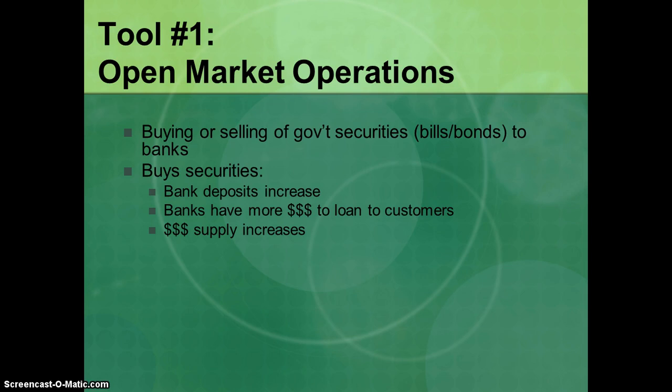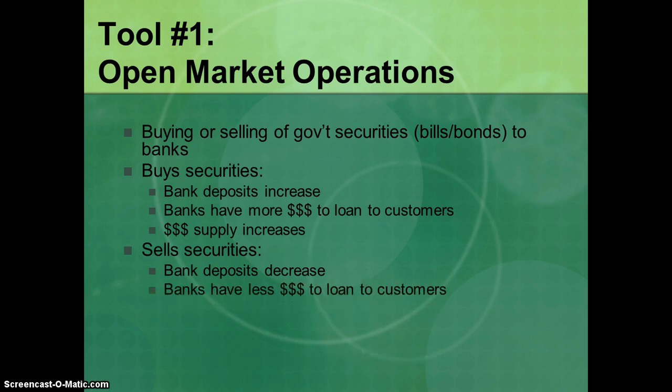When the government decides to tighten the supply of money, they sell securities, which means they take physical money, cash on hand, off the market. Bank deposits decrease because people will purchase those bills or bonds, which in turn means that banks have less money to loan to customers, which decreases the overall supply of money. So the federal government uses open market operations, the buying and selling of government securities, to control the money supply.